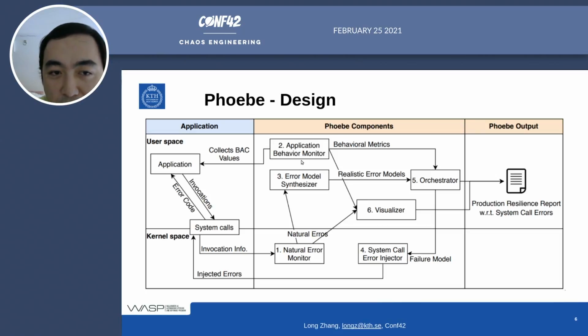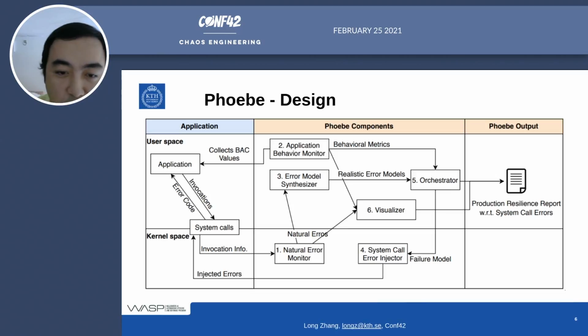So it observes different kinds of natural errors, and then it reports to our error model synthesizer. Also, there is another monitor called the application behavior monitor, because we do need some application-specific metrics like response code or maybe some performance-related metrics, the CPU usage, heap memory usage, etc. Because we would like to compare how the application behaves when an error is injected, we need some evidence about the steady state.